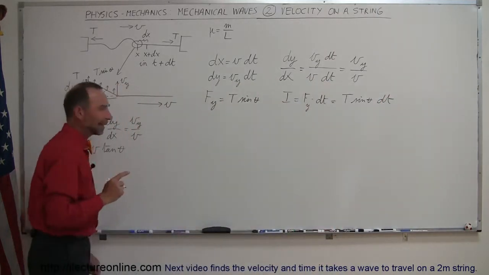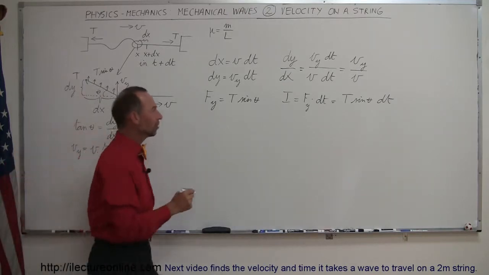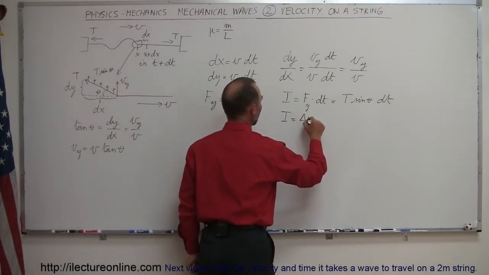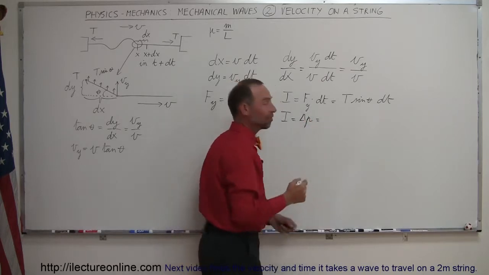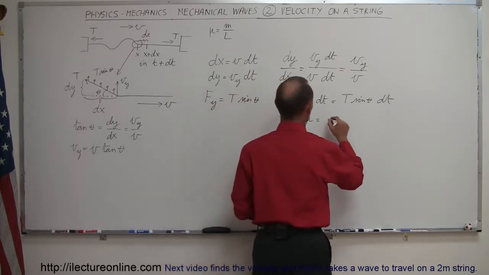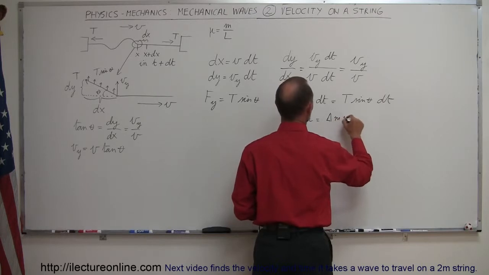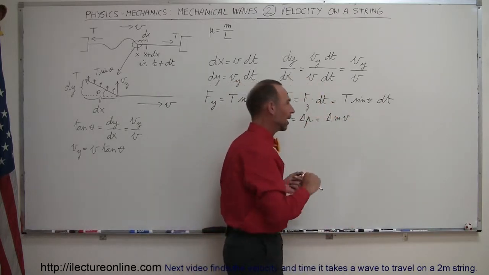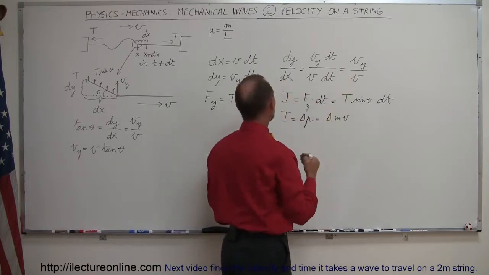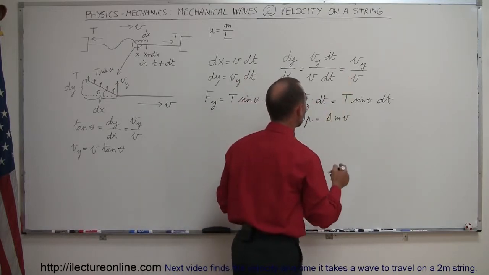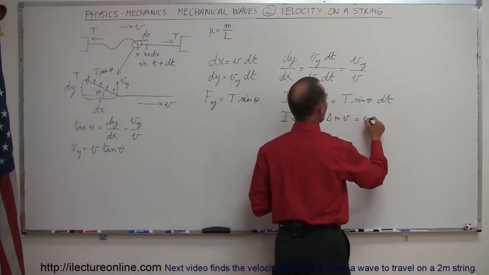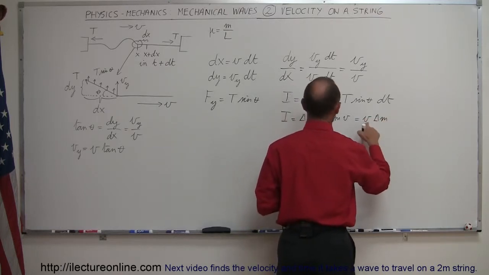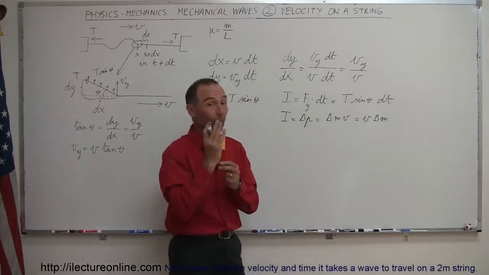We can also say that the impulse is a change in momentum. So the impulse is a change in momentum, and momentum, of course, is mass times velocity. So this is equal to the change in the mass times velocity. Now the velocity is constant. Velocity is constantly moving to the right. Therefore, the velocity in the upward direction will also be a constant. And so we can say that this is equal to v times delta m. Now, of course, the v we're talking about here is the v in the y direction.